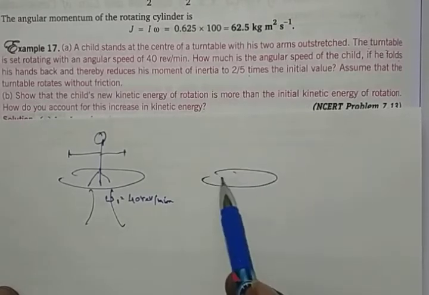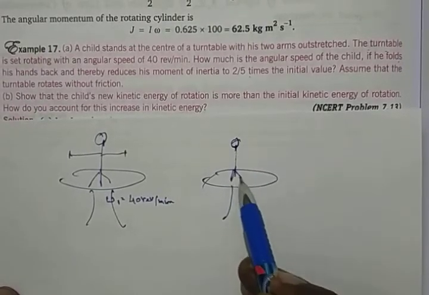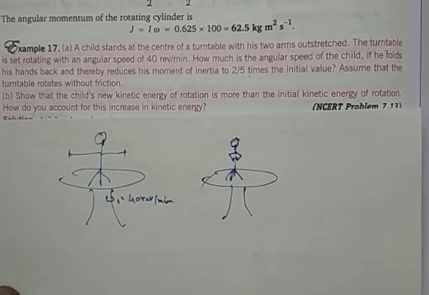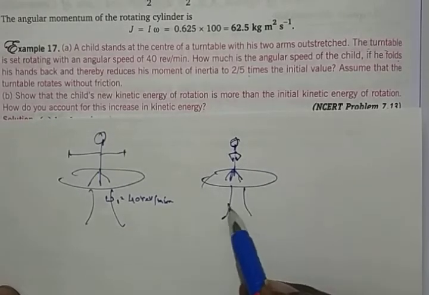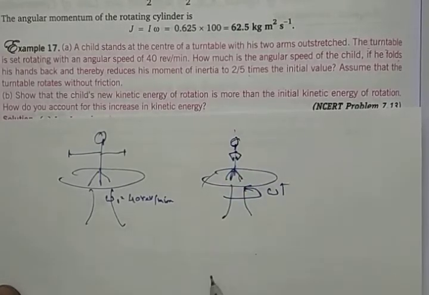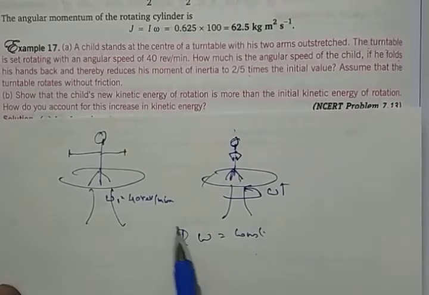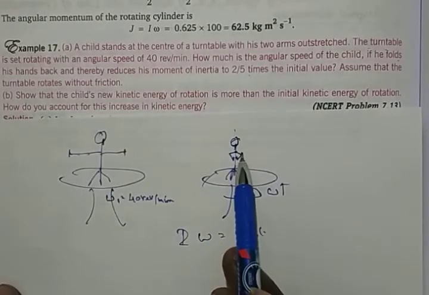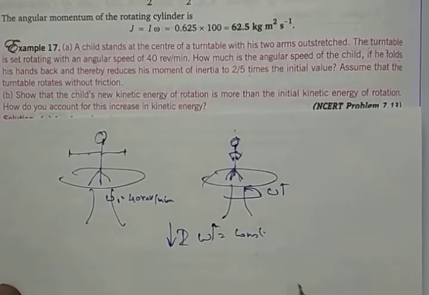So this child, on the same turntable, is no more going to keep the hands out like this. The child has kept the hands together like this. Now the value of omega will increase because the moment of inertia decreases. I omega is going to be equal to a constant. Here the moment of inertia is more because the radius is more. Now here the moment of inertia all of a sudden decreases. When it decreases, omega should increase. That's a simple basic logic.